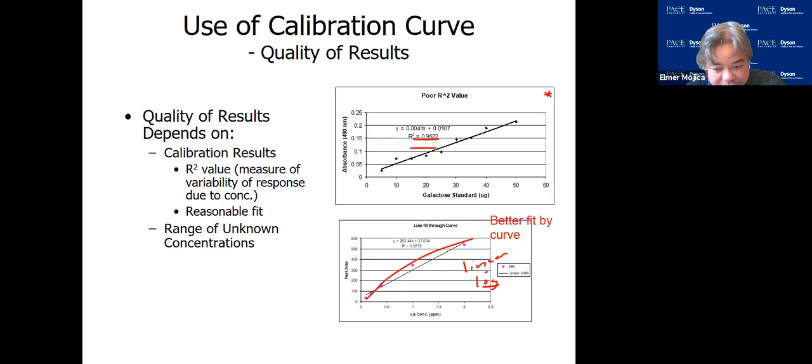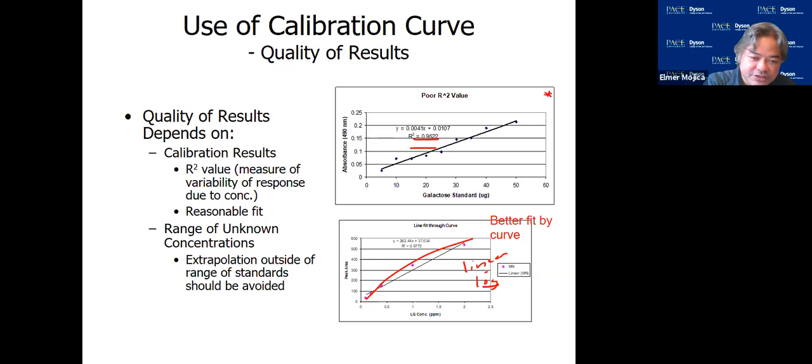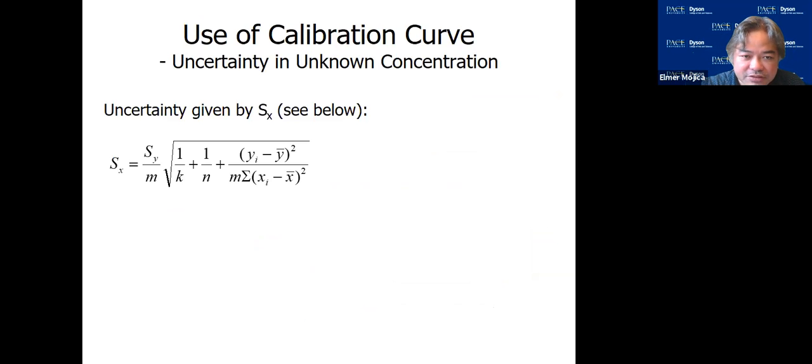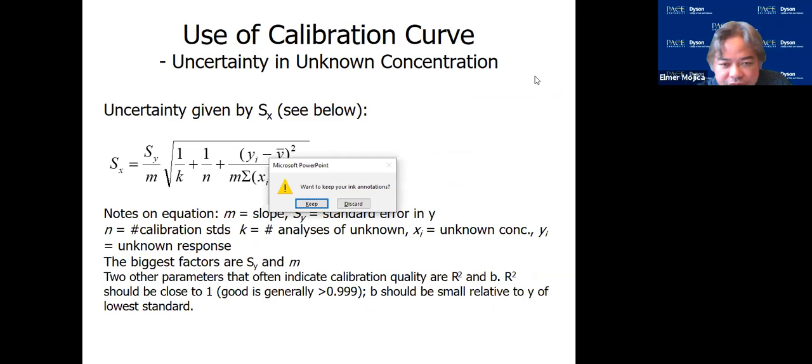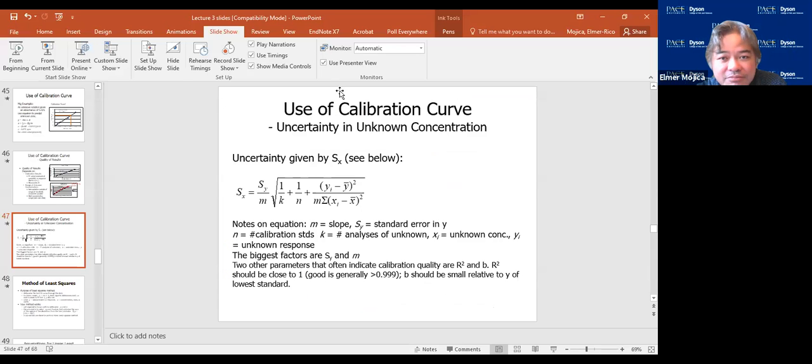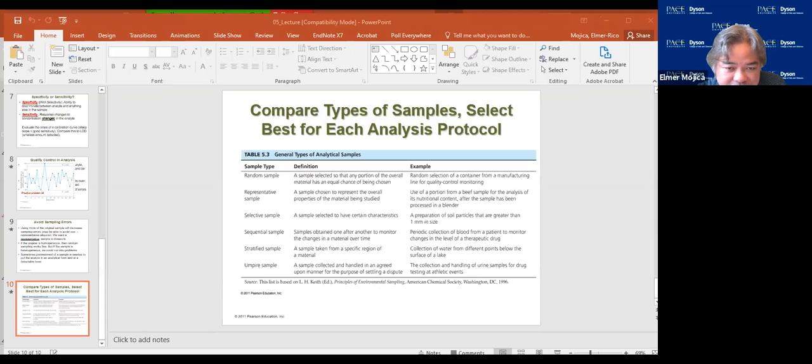So that's what we have for this chapter. So extrapolation outside of the range of standards should be avoided. So the best concentration range should be the one that we have there. I'm not going to discuss this anymore, because all I want you to do is to know how to construct a calibration curve. And once you have a calibration curve, you should be able to determine the unknown. So you're given the Y value, you should be able to get the X value.